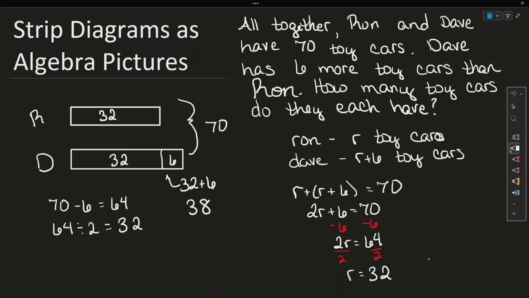Strip diagrams help us see the structure of a problem before writing or solving equations. They are a bridge between visual reasoning and algebra.